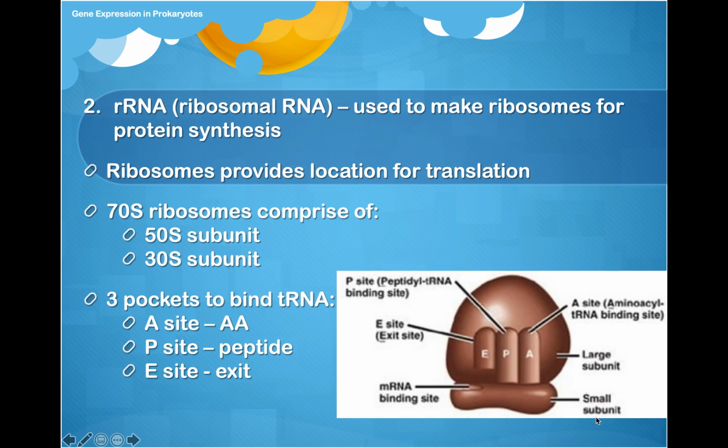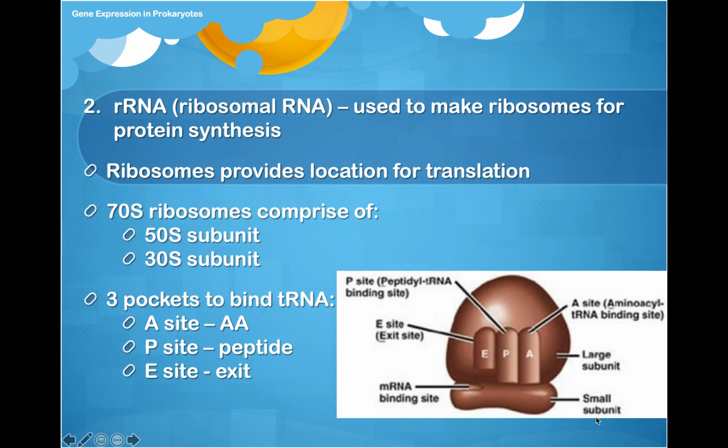The second one is rRNA, or ribosomal RNA. We know that the ribosome is a big part of gene expression. So ribosomal RNA is used to make ribosomes for protein synthesis. The ribosomes provide the location for translation. It's kind of like a house or a machinery, if you may say so.